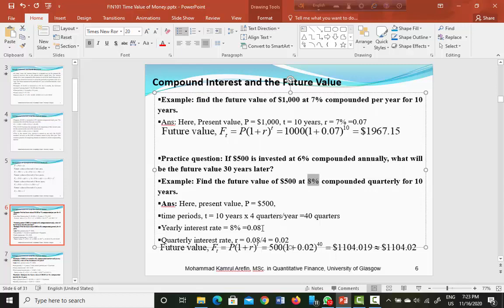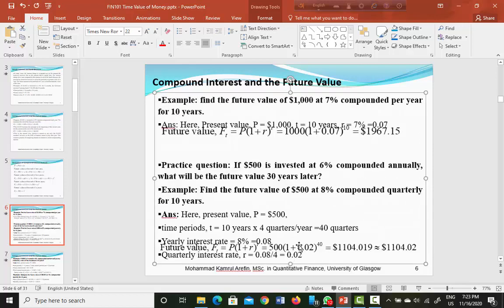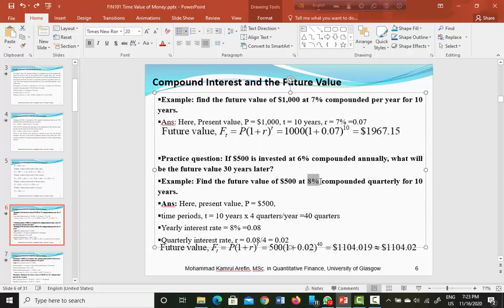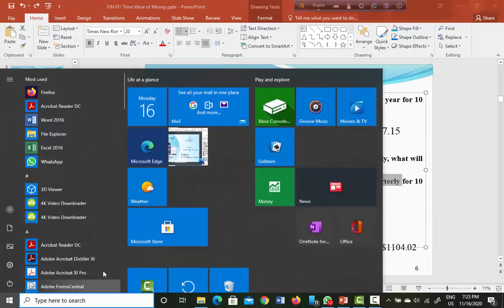So the quarterly interest rate will be 8% divided by 4, that means 0.08 divided by 4, which is 2%. Since the interest is calculated quarterly and we have 4 quarters in a year, 2% is the quarterly interest rate, that is 0.02. So what will be the future value in that case?